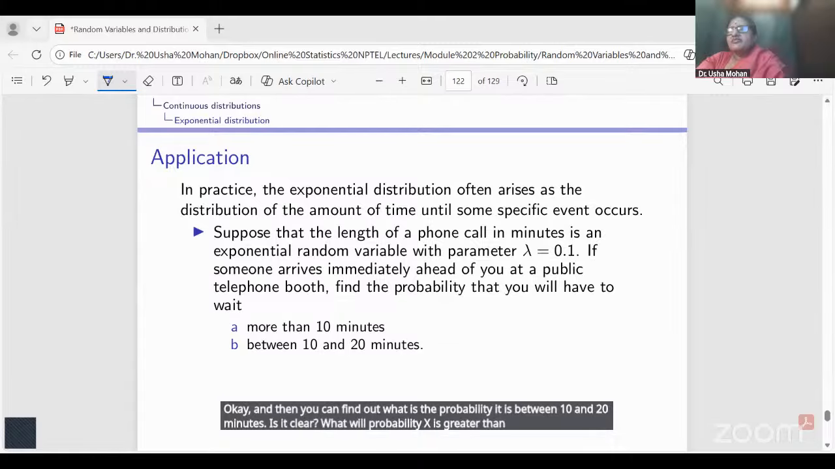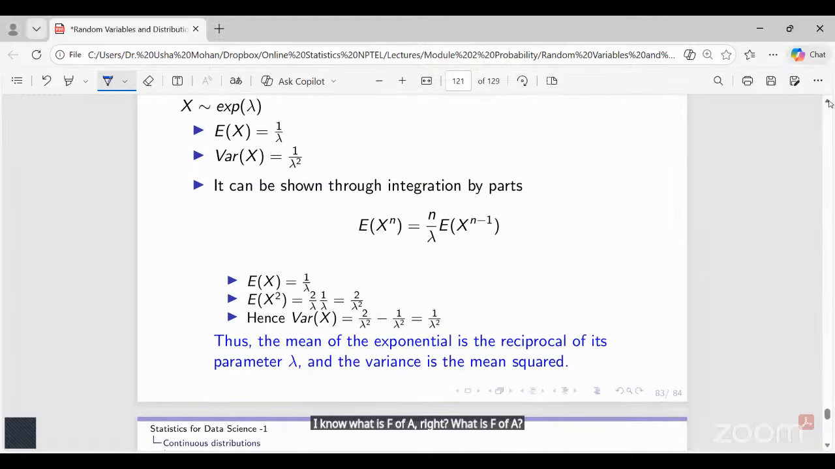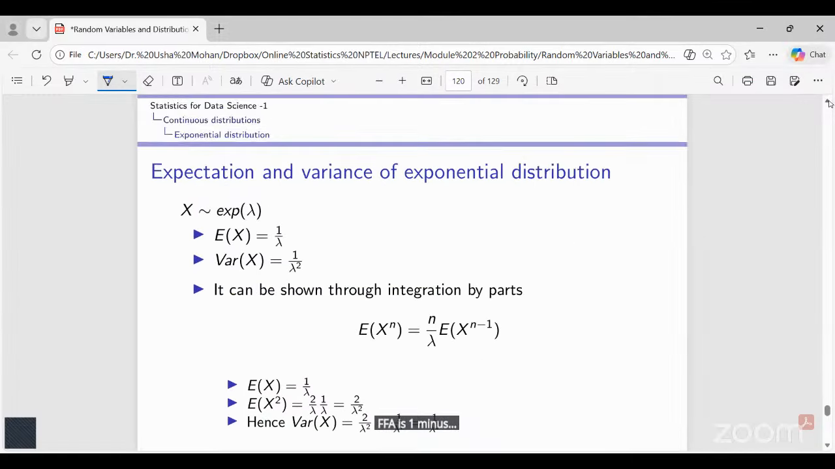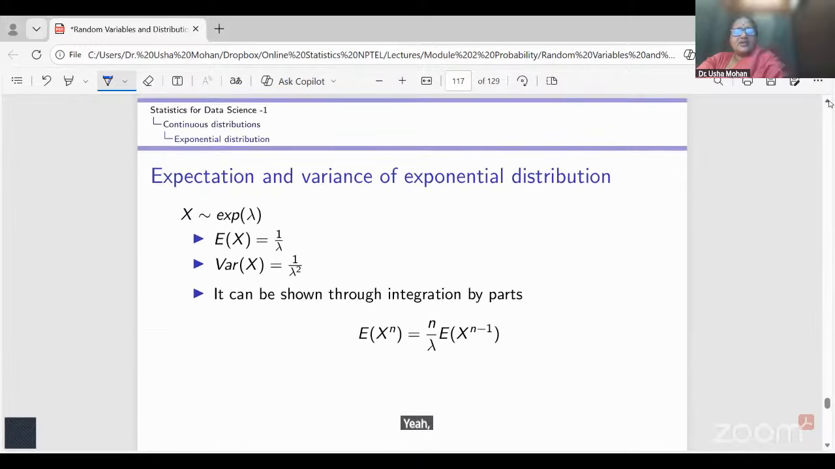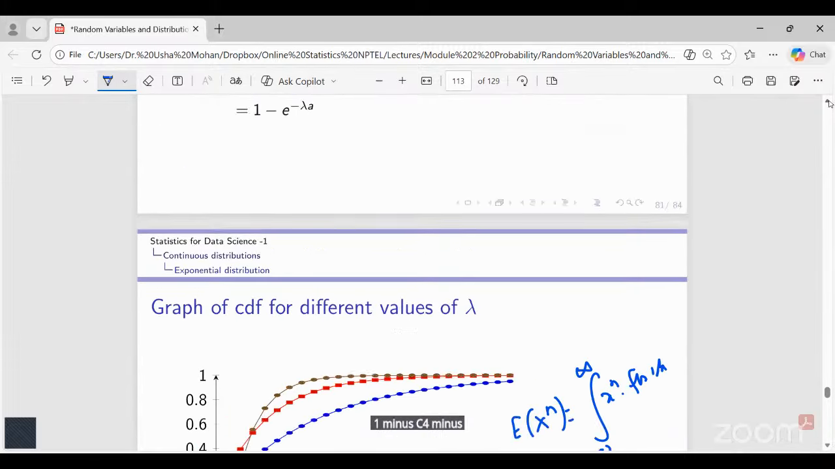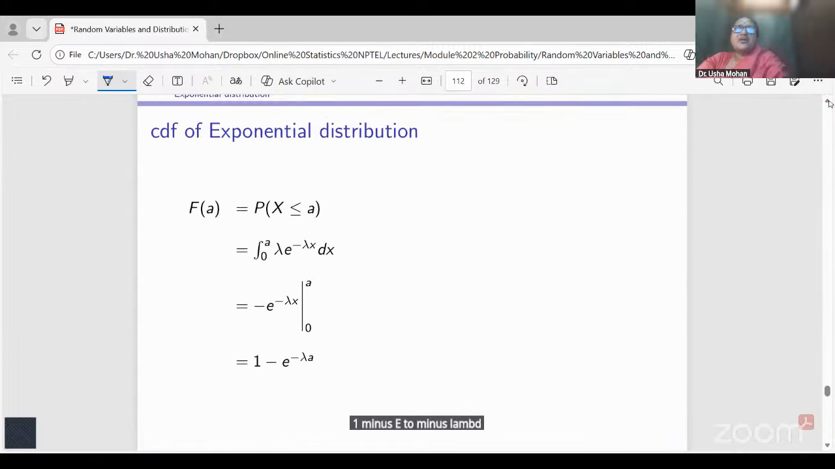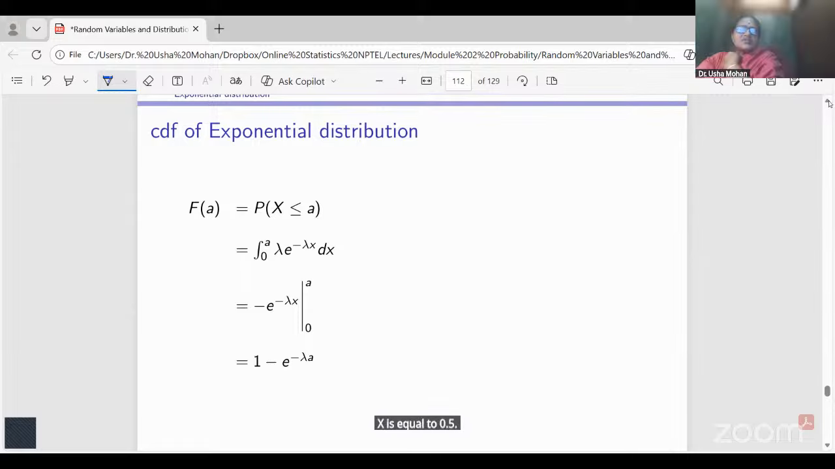I know what F of a is, right? What is F of a? F of a is nothing but 1 minus e to the power of minus lambda a. So I just find out the value for lambda. The probability x is greater than 10 will be 1 minus, e to the power of minus lambda a.